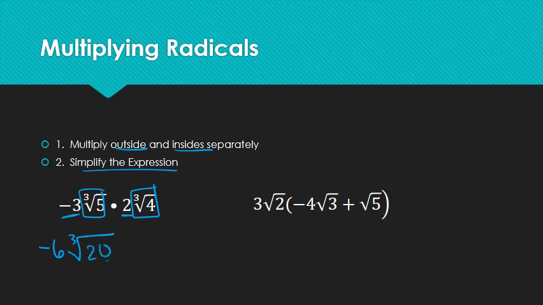Now you want to think about if I broke this down, would I have a cube root? And I'm thinking about it going 5 times 4. I wouldn't get any sets of 3. So this should be my final answer. Okay, so that's an easy example.